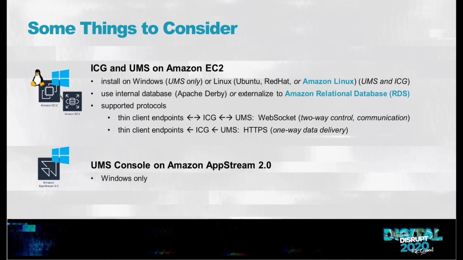For Amazon AppStream, it is a Windows-only service, so you will be installing the UMS console into and streaming from a Windows desktop environment.